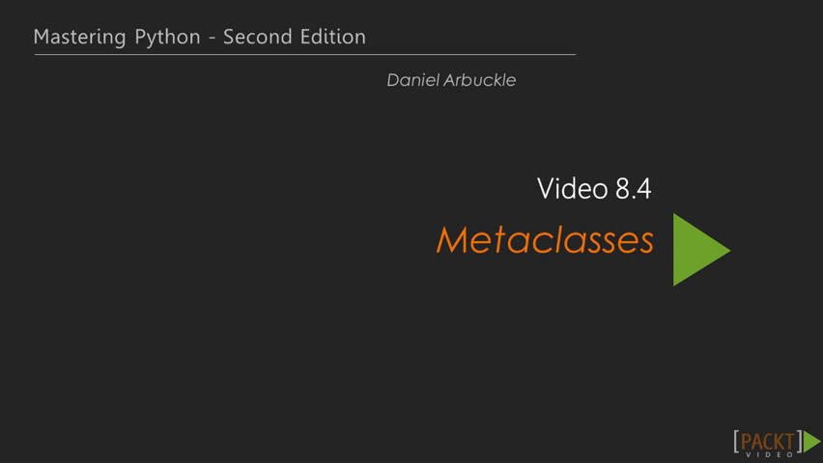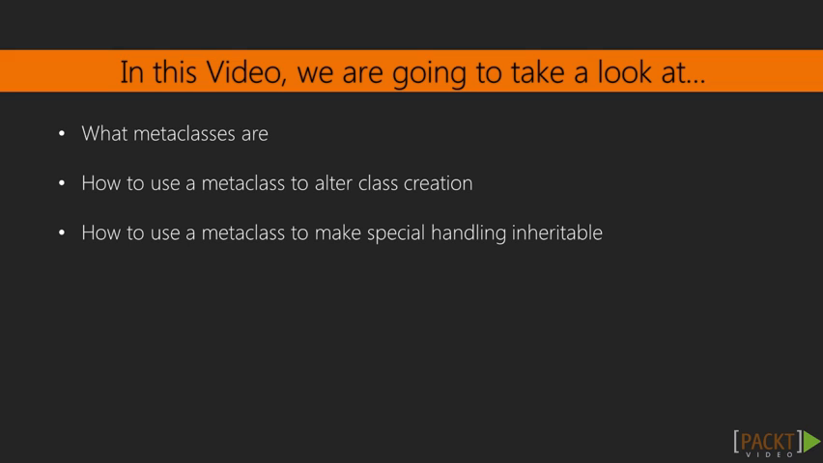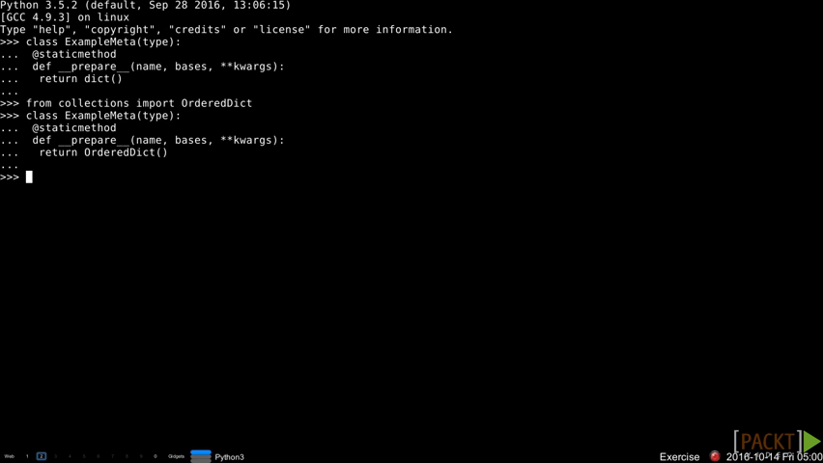In the previous video, we learned about class decorators, which let us transform a class object in whatever way we choose. In this video, we'll look at metaclasses, which let us affect the creation of class objects right from the beginning. Like class decorators, metaclasses are a tool we can use to adjust the basic meaning of a class. In concept, though, they're very different.